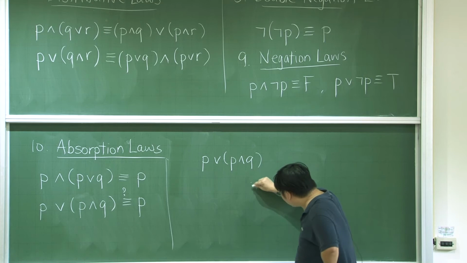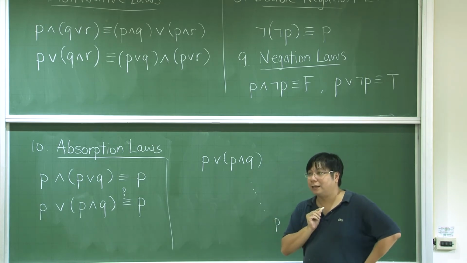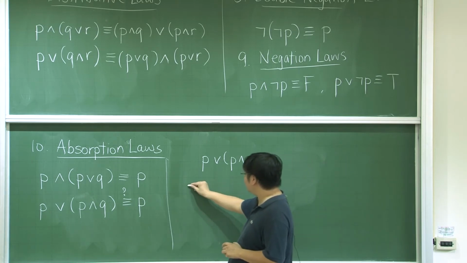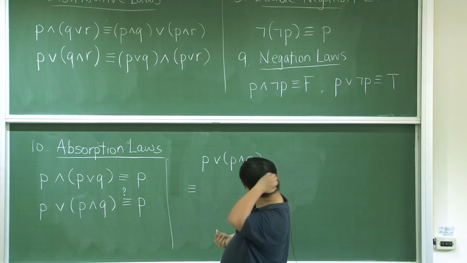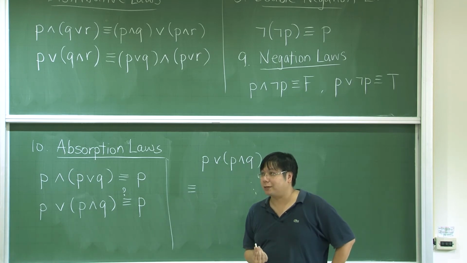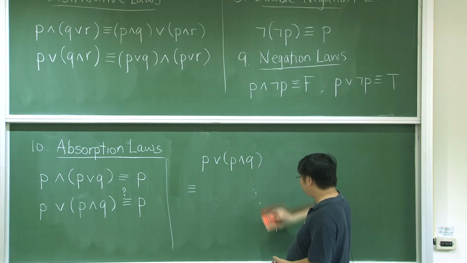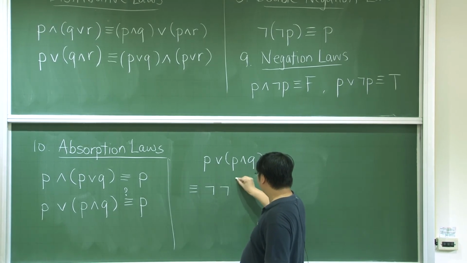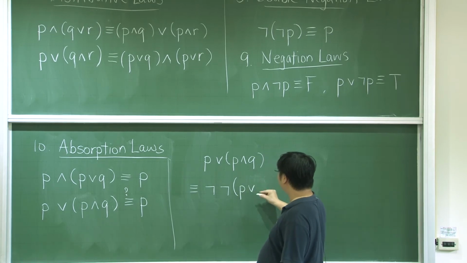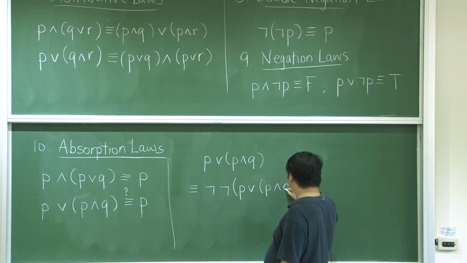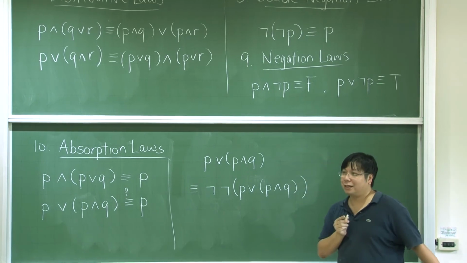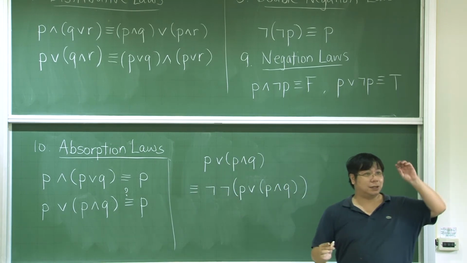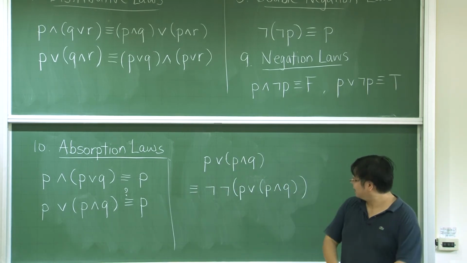We hope that after certain steps we get P in the end, because we want to show that they are different. So P or (P and Q) is equivalent to what? I'm trying to use double negation. This is equal to not not (P or (P and Q)). Because the original one must be the same as the not of its not.